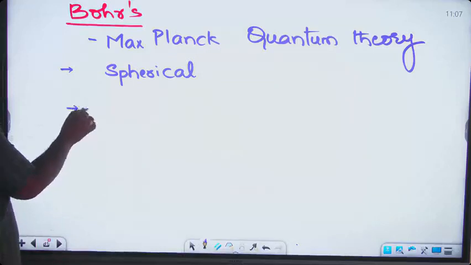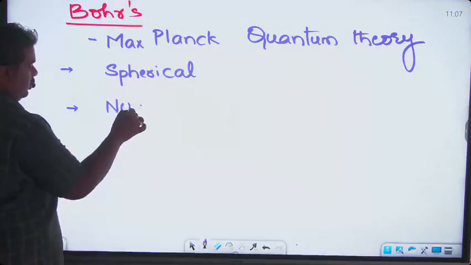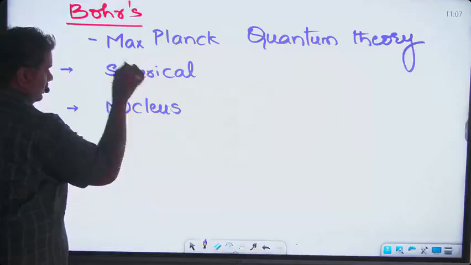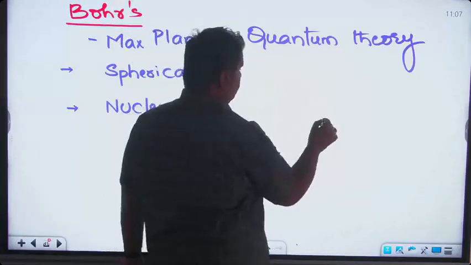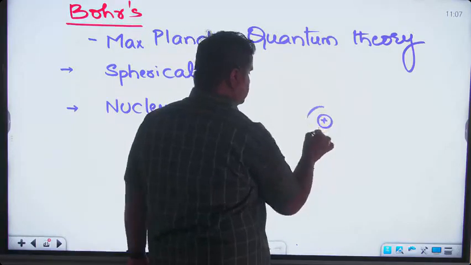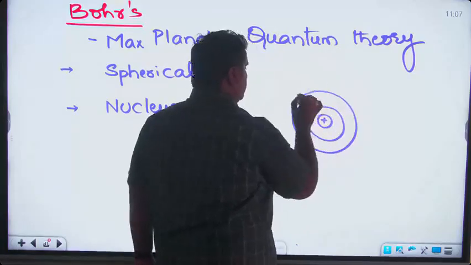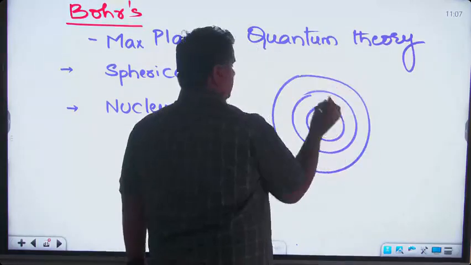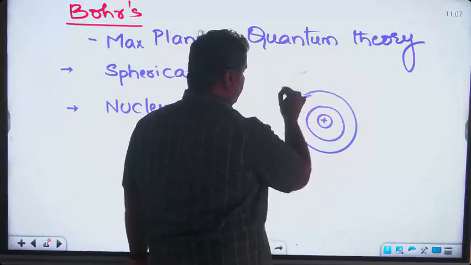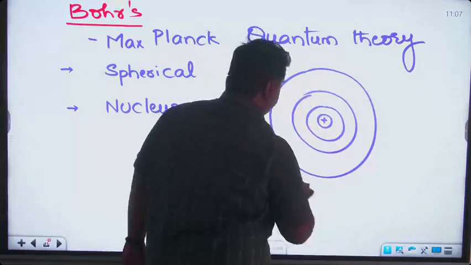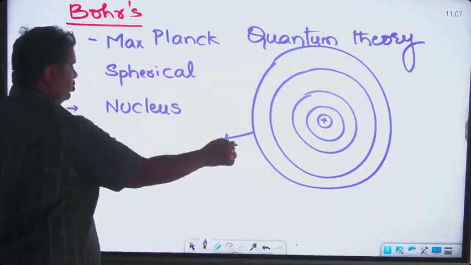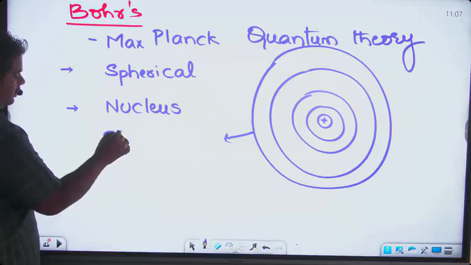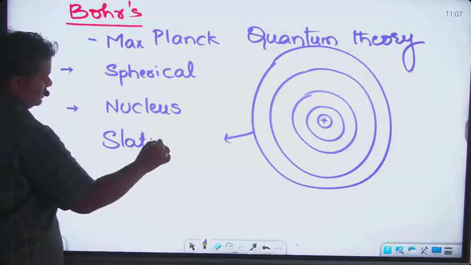At the same time, the central part of the atom is known as the nucleus. The central part of the atom is known as nucleus. Then around the nucleus we have got some orbits. The electrons revolve around the nucleus of an atom in stationary orbits.